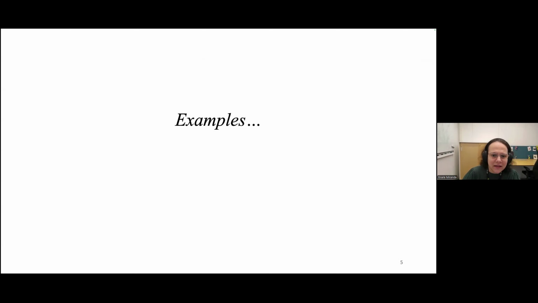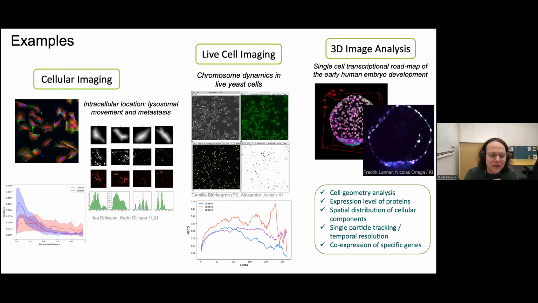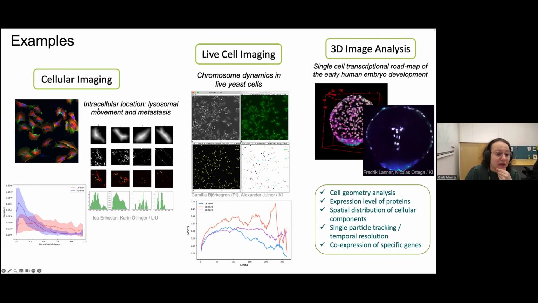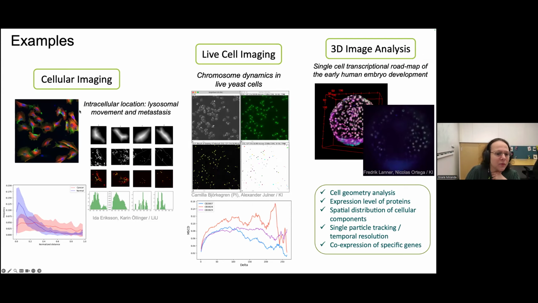So if we think about some examples, for instance, we can group some of these bioimage analysis tasks in cellular imaging. So in this example, the task here is intracellular localization of lysosomes in the context of cancer and normal images.